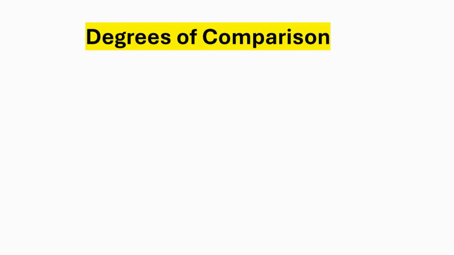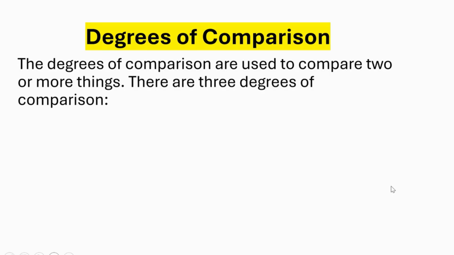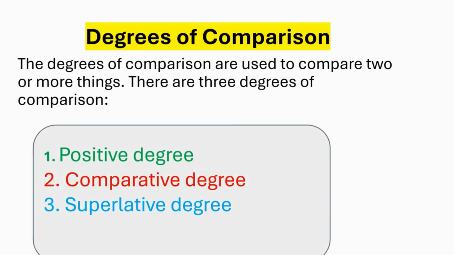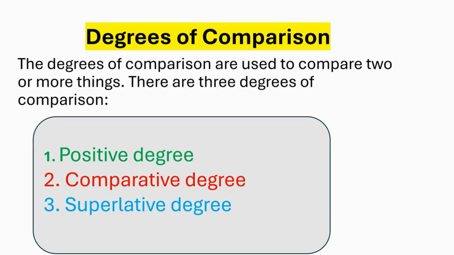So, degrees of comparison. First of all, what is degrees of comparison? Degrees of comparison means we can compare things. Degrees of comparison are used to compare two or more things, one person to another person or one thing to another thing. There are three degrees of comparison: positive degree, comparative degree, and superlative degree.